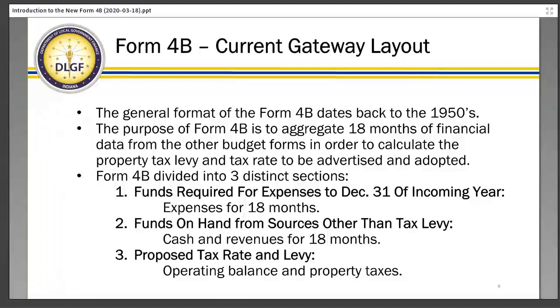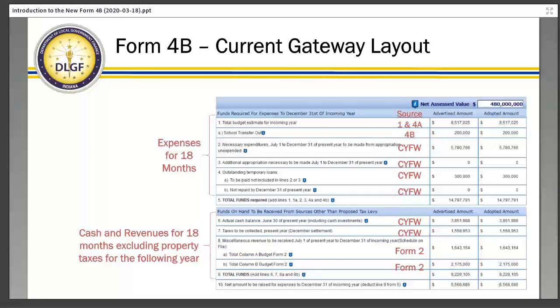The third silo is where we actually get into the calculations, where we calculate your levy, your operating balance, and your tax rate. But this is conceptual, so let's take a moment to look at the detail associated with the current format. One of the difficulties whenever we're discussing the Form 4B is it doesn't lend itself well to one page, so we're going to look at the current template, but it's going to take 2 slides to do it.